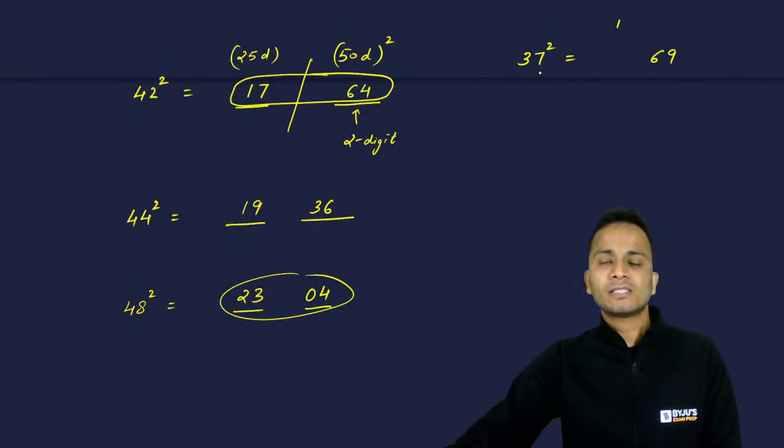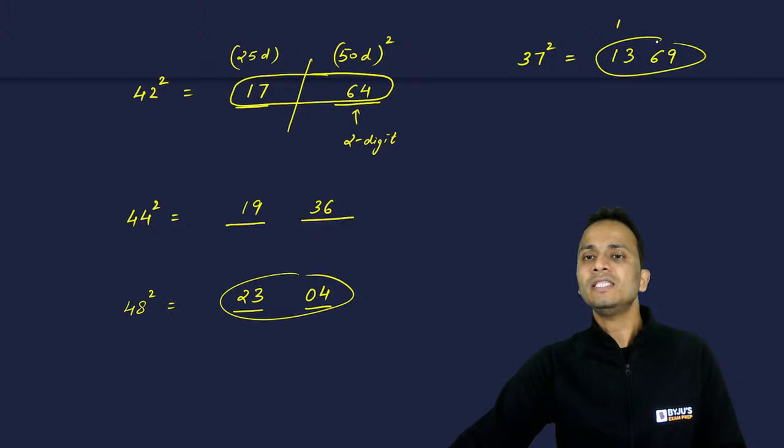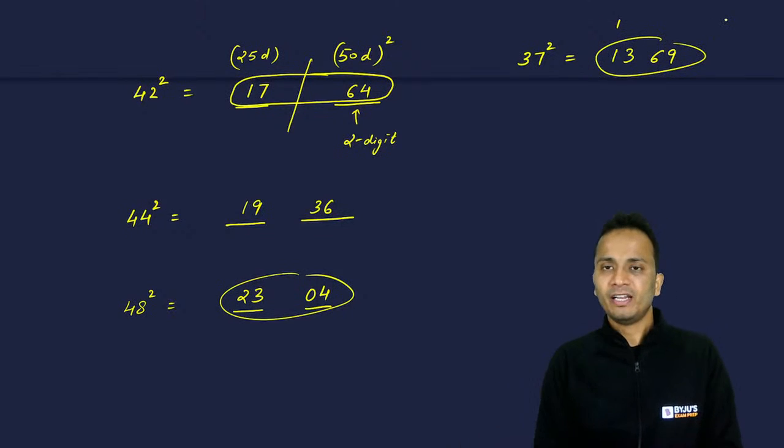Then the next step, I'll take the difference of 37 from 25. So 37 and 25, what is the difference? 12. And there is 1 as the carry forward. So 12 plus 1, it will become 13. So 1369 will be the final answer.